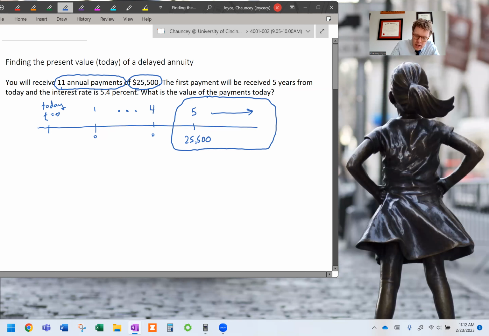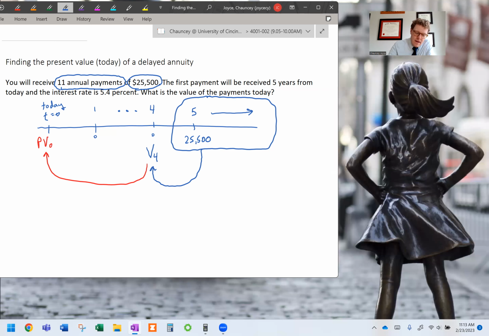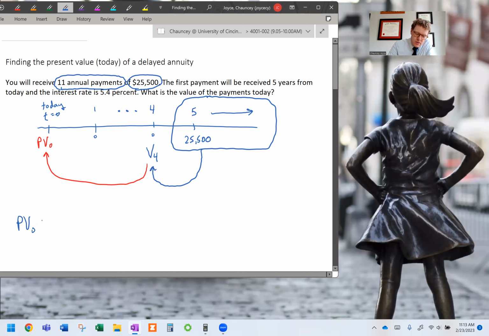So the first component here, we compute the present value of an annuity. If you assume this is an ordinary annuity and the payment starts at time 5, you'll be solving for the value at time 4. And then you bring this figure home by discounting it 4 periods to solve for the present value today. So here's your present value today.